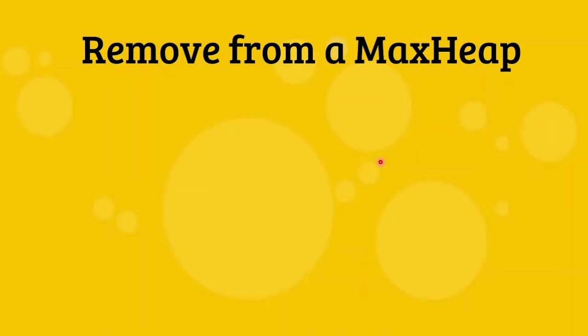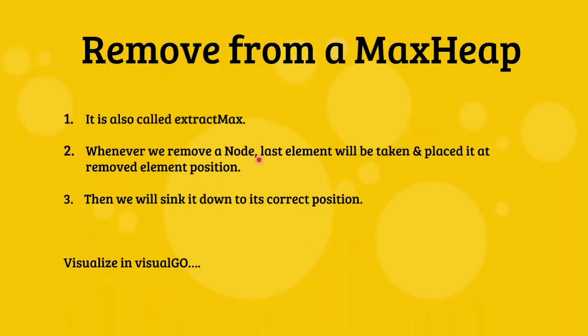Hello, welcome back. In this video tutorial, we will see how we can remove an element from a max heap. It is also called extract max. Whenever we remove a node, the last element will be taken and placed at the removed node position. Then we will sink it down to its correct position. And how it actually works, let's see that in our Visual Go.